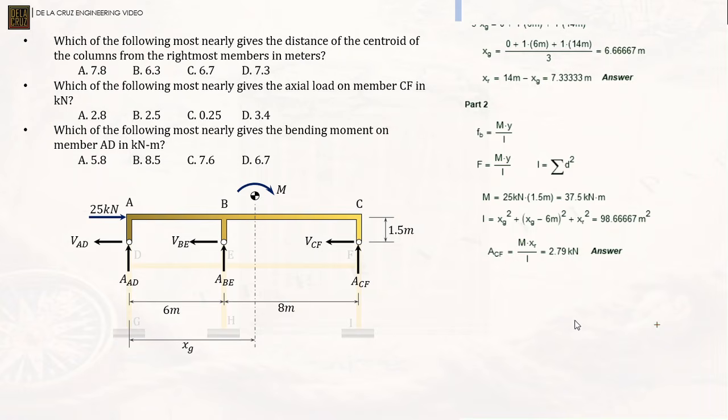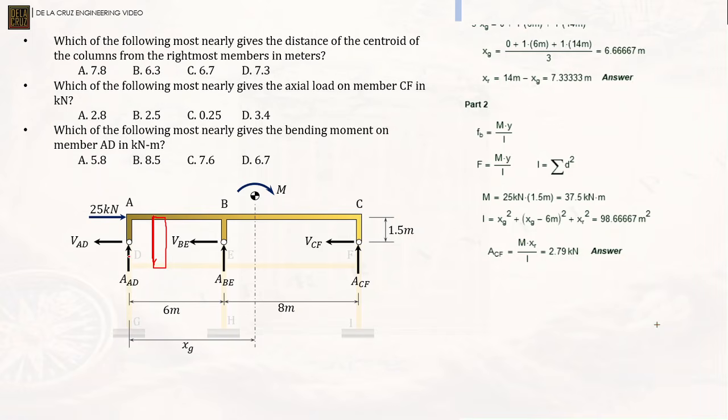Okay? Now, for number 3, which of the following most nearly gives the bending moment on member AD? Alright. As you can see, our member AD is here. Take note that on each member, the moment is constant. So if we make a moment diagram for member AD, it is just like this. Our moment diagram is there, because there is no force.